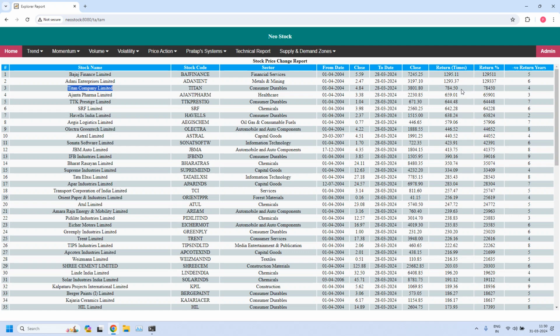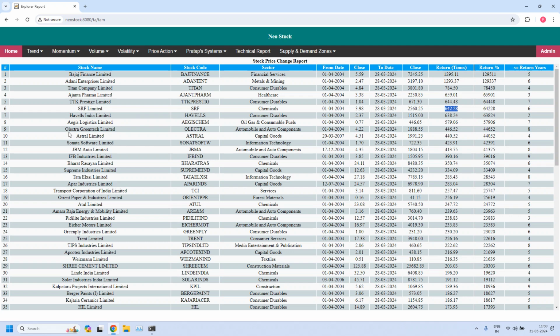And anyway, I will be analyzing Tata company stocks in next videos. Next, Ajanta Pharma, it would have given you 6 crores 59 lakhs. And TTK Prestige, it would have given you 6 crores 44 lakhs. SRF, it would have given you 6 crores 42 lakhs rupees if you would have invested 1 lakh exactly 20 years back. Like that, you have several stocks.